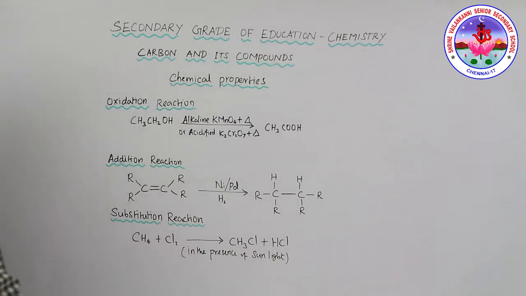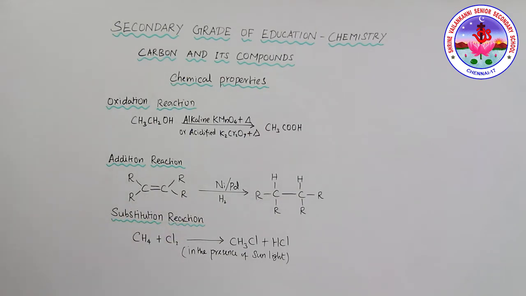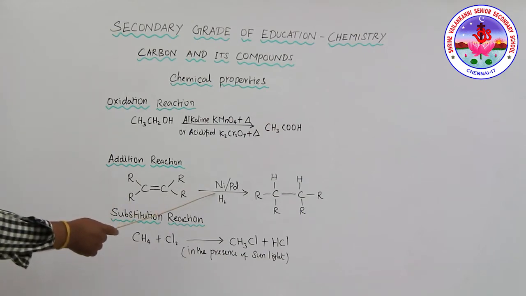The symbol is Pd. You can use it, then you will get saturated compounds from unsaturated ones. That is the saturated hydrocarbon, and this is the unsaturated hydrocarbon. Usually catalysts are substances that cause a reaction to occur or proceed at a different rate without themselves being affected. This reaction is commonly used in the hydrogenation of vegetable oil using a nickel catalyst.